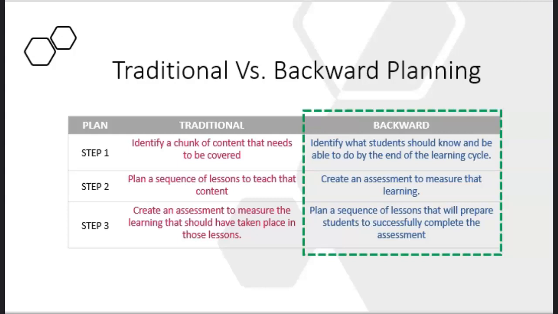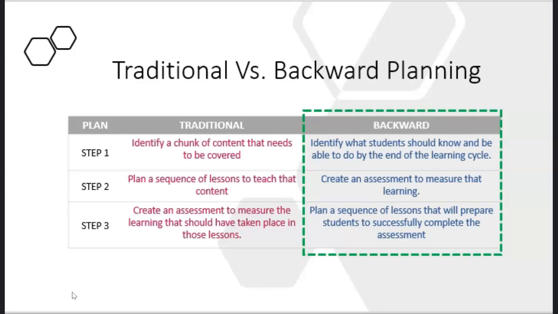For that, let's compare traditional planning versus backward planning. Traditional planning, which we have been following till date, comprises step 1, identifying a chunk of content that needs to be covered. Step 2, have a sequence of lessons to teach that content, and step 3, create an assessment to measure the learning that should have taken place in these lessons.